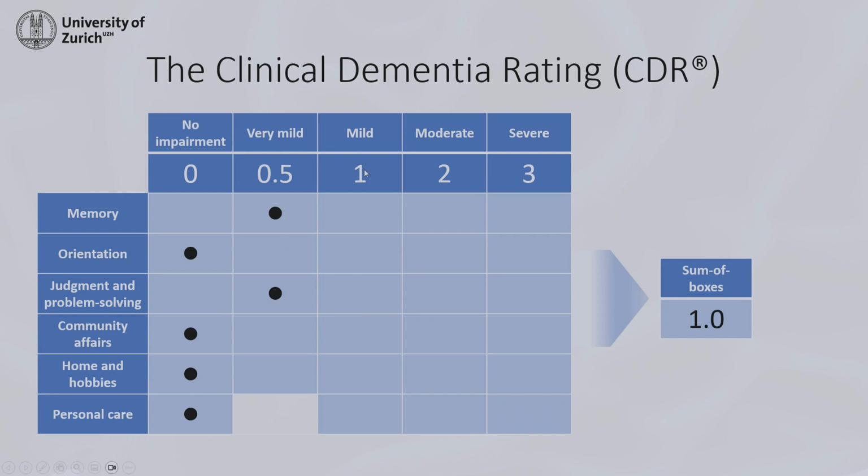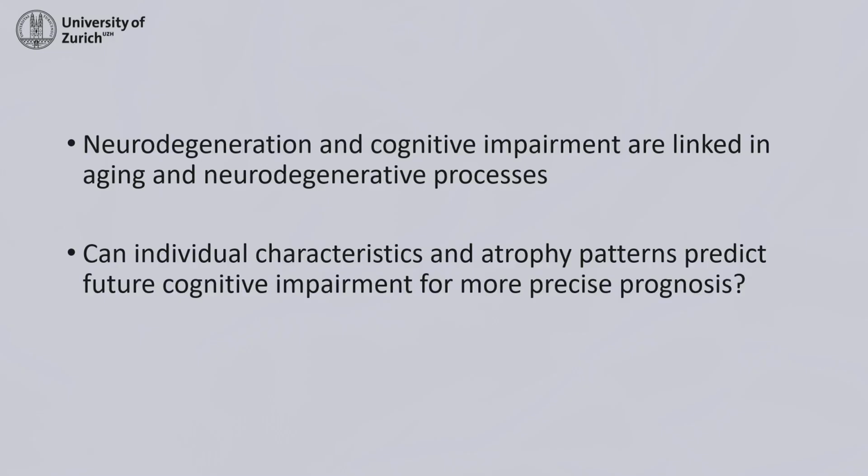And you have the rows here. There are 6 domains, and they're called box scores. And you can summarize. There's multiple summaries, but one way of summarizing this is what's called the sum of boxes. So you just add all the numbers. And the ratings go from no impairment, 0, to severe impairment, 3 per box score. So the most severe level of the sum of boxes is 18, when you have 3 for each of these. And this is late-stage dementia.